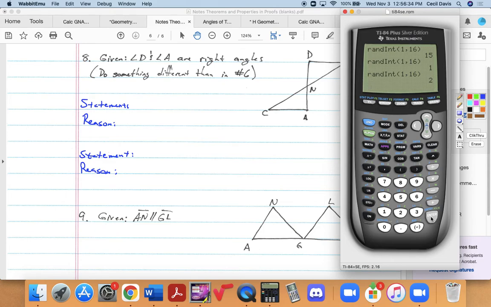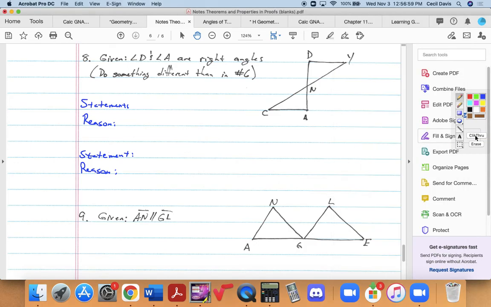Is anyone not ready? Number 12. This time I get to pick. Who haven't I picked? Who hasn't done one yet? Jeffrey has not done one. Go ahead, Jeff. Sierra, tell me what's one of your statements and reasons.